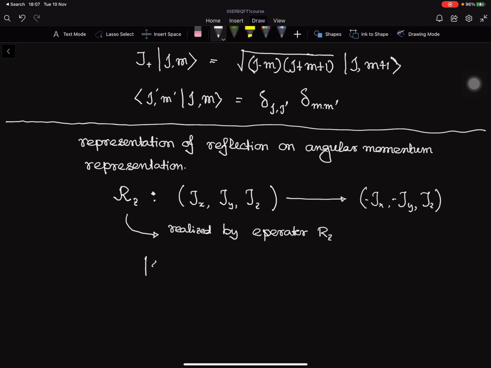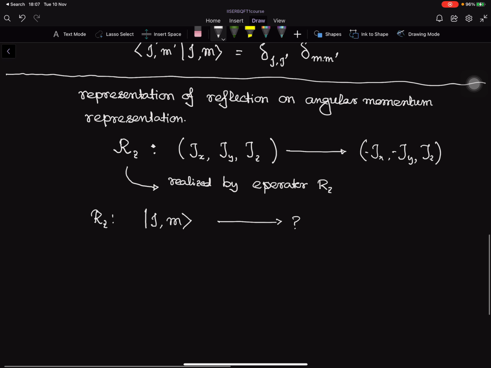So let's say, what happens to the angular momentum state under the reflection along the z direction? Okay, so the point is that, let's say Rz acting on |j, m⟩ equals... Let's try to evaluate Jz.